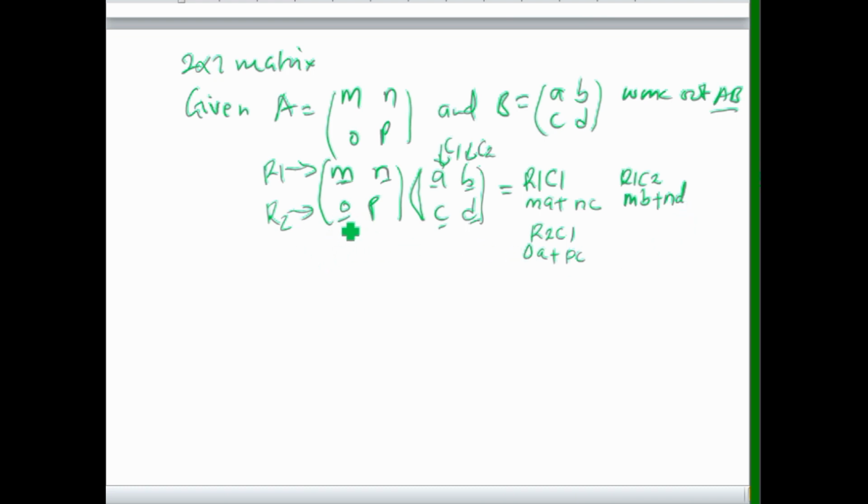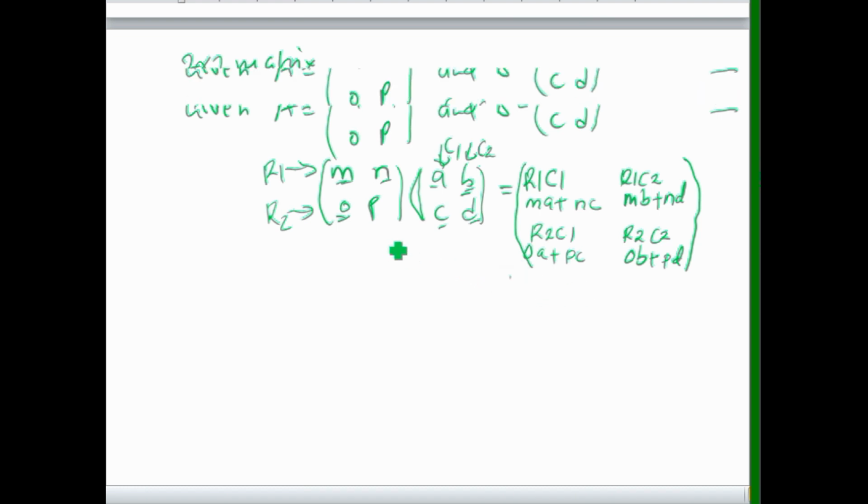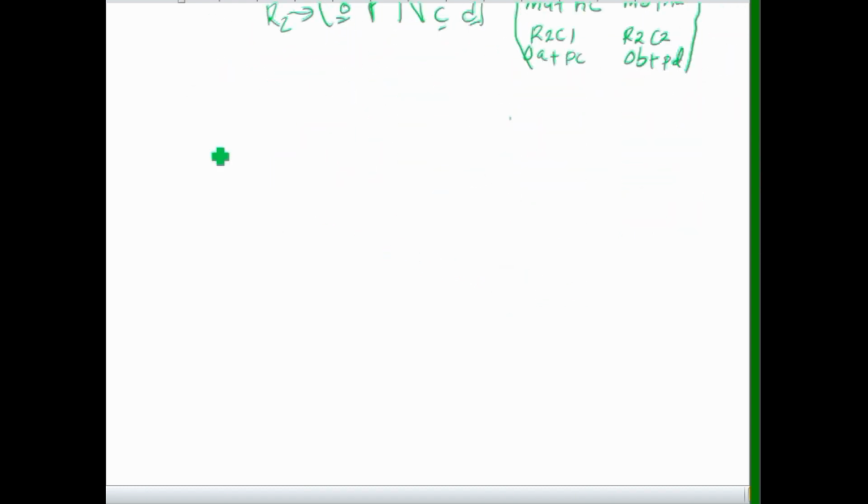Lastly, we come to the second row. The second row, we multiply the elements by the second column. All right, so you take o times b, that is ob, and then add p times d, that is pd. So this is how we multiply a 2 by 2 matrix. As simple as that.